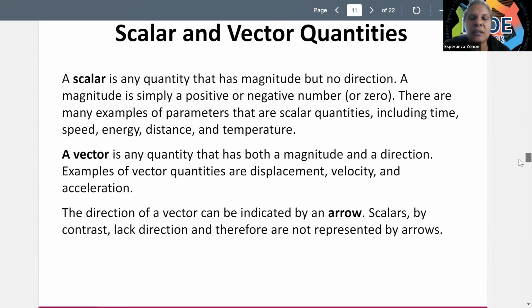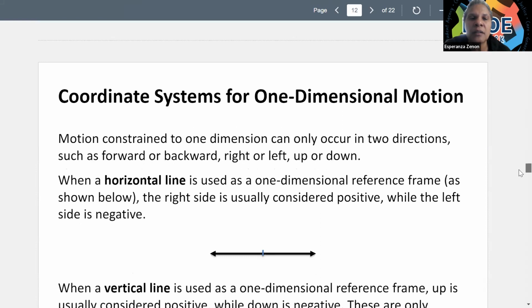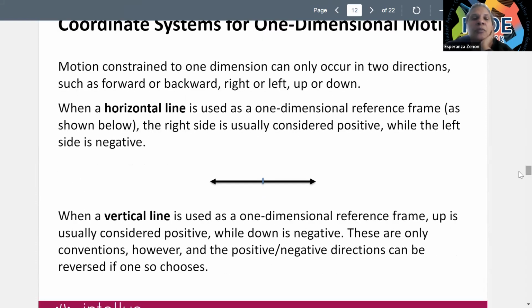We're not going to go into scalars and vectors. That's next week. Okay. So as I mentioned, you need a coordinate system or a reference frame. And typically when we're dealing with one-dimensional motion horizontal, we use a horizontal line. That's like the number line, okay? Where the middle is 0, to the right is positive and to the left is negative, okay? So that's our reference frame.